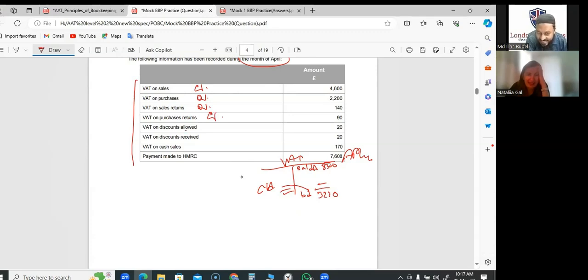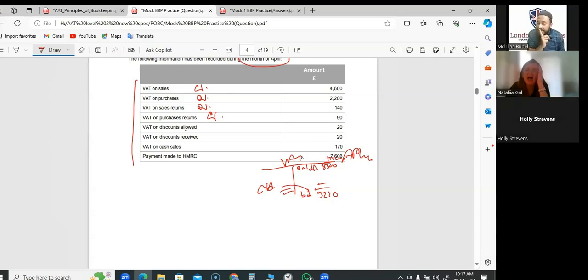Discount allowed. Income or expense thing first. Income is credit. But discount allowed is an expense, yeah? Allowed, not received. So debit. Discount received is credit. VAT on cash sales, whether cash or credit, both are income, credit.